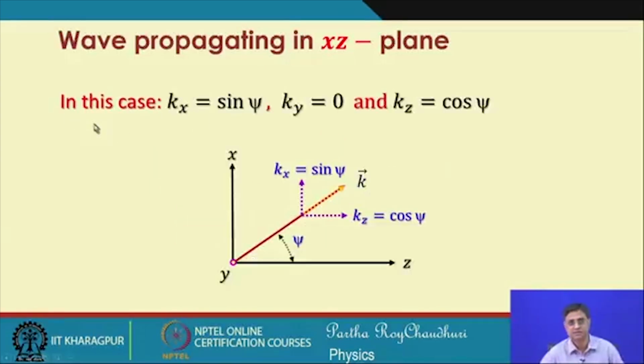So, in this case, when the wave is propagating along the x z plane, because this is your k vector, we can decompose the vector along the z direction, this is the angle psi. So, k z will be equal to cosine psi and k x will be equal to sin psi. Now we will use the values of k x, k y and k z in the eigenvalue equation, that is the determinant equation.